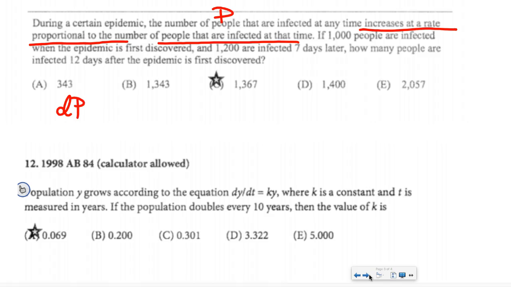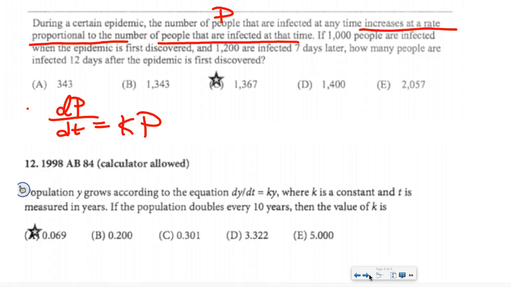The rate, and let's do just people, over time is directly proportional to the number of people infected at that time. My guess is the more that are infected, the faster the epidemic will grow. It's going to give me exponential growth.